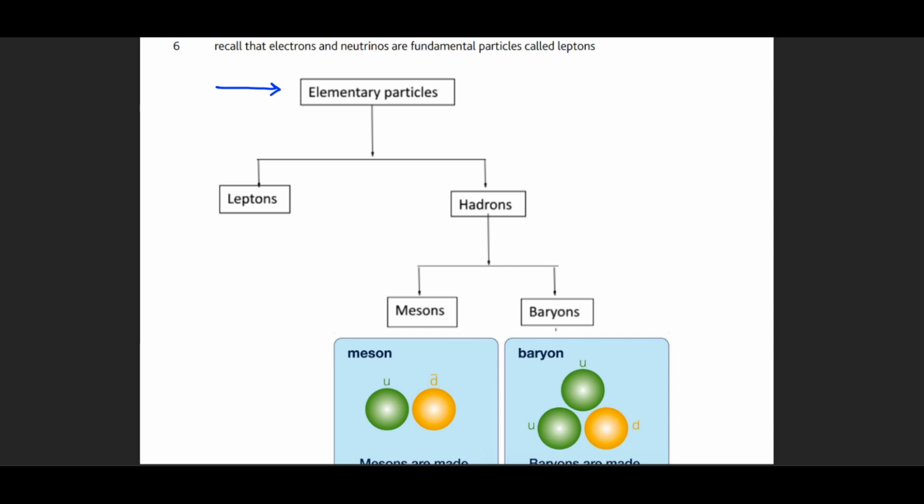But with the Large Hadron Collider, we were able to break them apart as well, and we realized that no, there are some particles that are even inside those protons and neutrons. What are those particles? That's why this whole discussion of fundamental particles actually started.